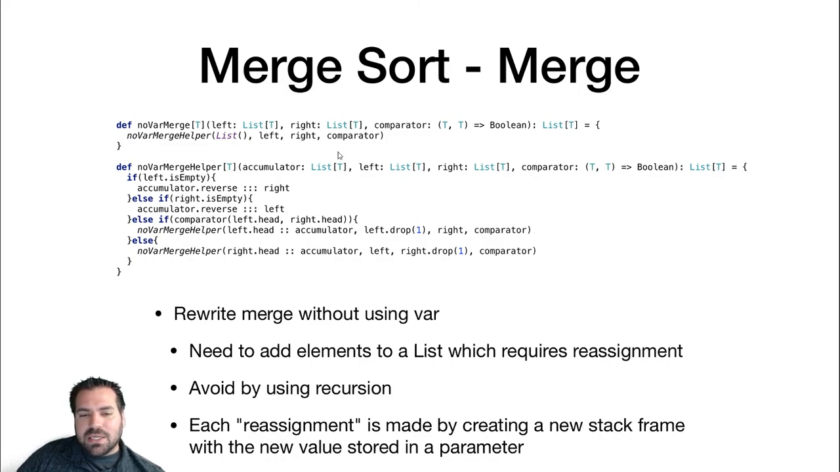Since I'm tempted to use a loop here, I'm going to change that loop into recursion and use recursion as my loop, as someone in chat mentioned earlier. So my no var merge method that takes a left, a right, and a comparator, I'm going to rewrite this with recursion, and I'm going to use an accumulator variable, which is going to accumulate the results that I want as I go down the recursion.